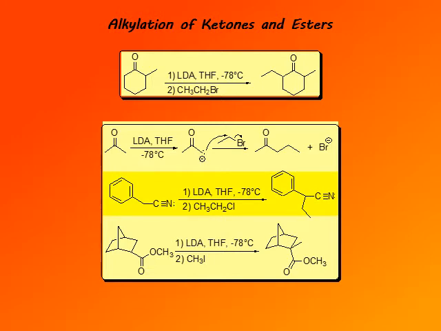Nitriles can also be deprotonated at alpha position. They have properties similar to carbonyl compounds. So LDA deprotonates nitrile in alpha position, and then this anion, again in SN2 reaction, can displace halogen atom to give corresponding alkylated product. Esters also can be deprotonated with LDA in alpha position, and you can see this rather complex bicyclic ester. So LDA deprotonates in alpha position, and then iodomethane is alkylating agent. So iodine in SN2 reaction is displaced by enolate.